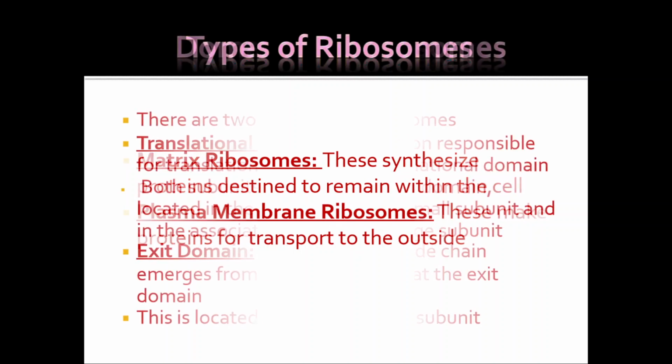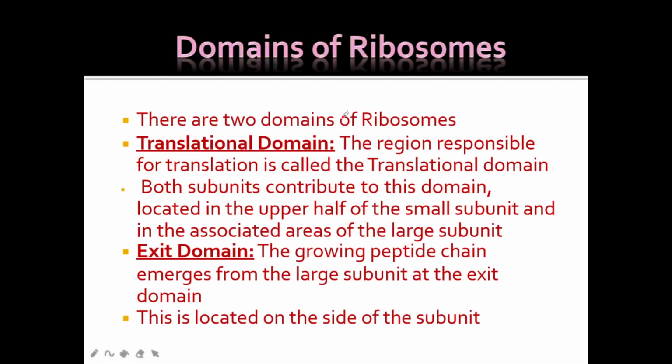Now, domains of ribosomes. So, what are the domains of ribosomes? There are two domains of ribosomes, the translation domain and the exit domain. Let us see one by one. What is the translation domain? The region responsible for translation is called the translational domain. Both subunits contribute to this domain, located in the upper half of the small subunit and in the associated areas of the large subunit.